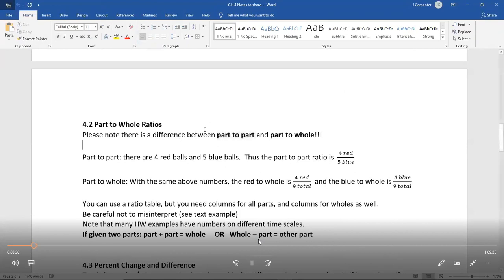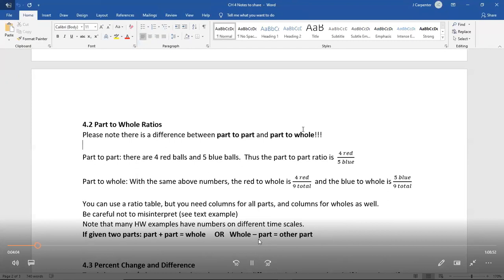So please note there's a difference between part-to-part and part-to-whole ratios. Part-to-whole is comparing one type of thing to everything, whereas a part-to-part is comparing one type of thing to another type of thing. So for instance, we talked about the percentage of students who are numerate enough to work in a car factory, an auto factory, whatever. So we compared the amount of people who were numerate enough to all the people. That would have been a part-to-whole.